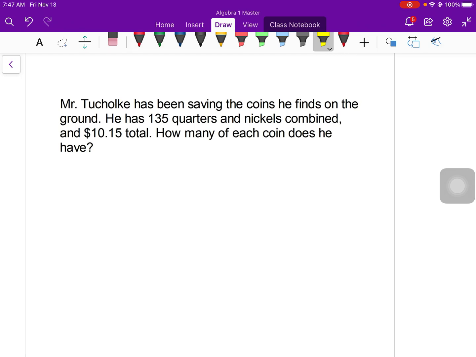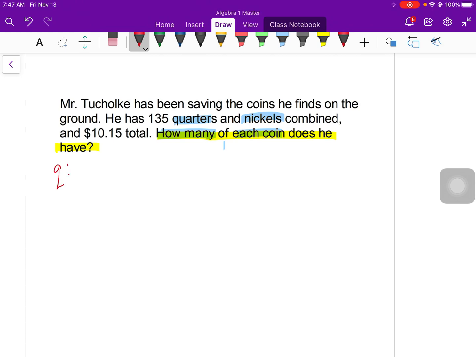So we're starting off with Mr. Tukulke has been saving the coins that he finds on the ground. If he has 135 quarters and nickels combined and $10.15 total, how many of each coin does he have? The actual sentence with the question tells us what my variables need to be. So how many, so that means a number of, and then each coin. My coins are quarters and nickels.